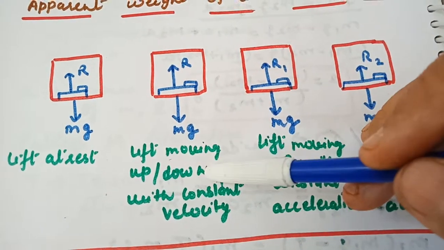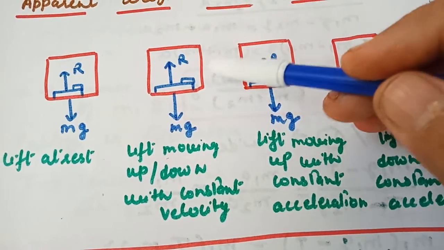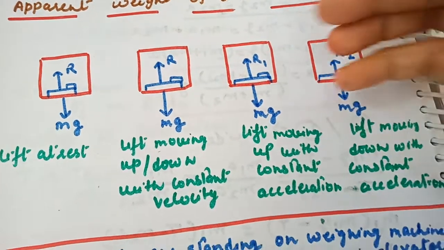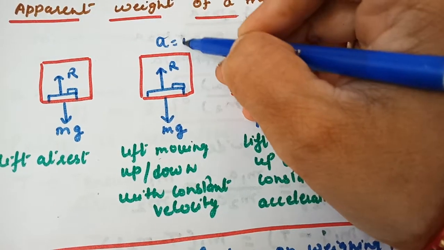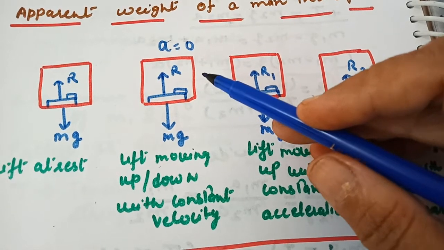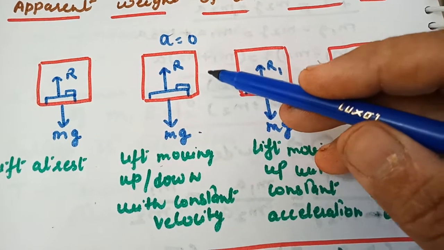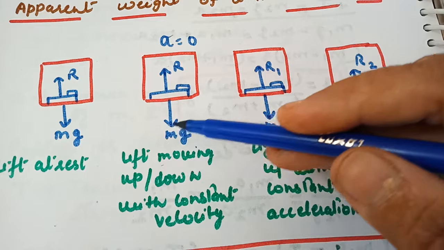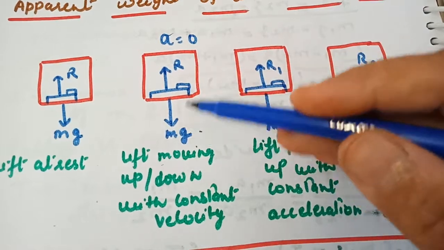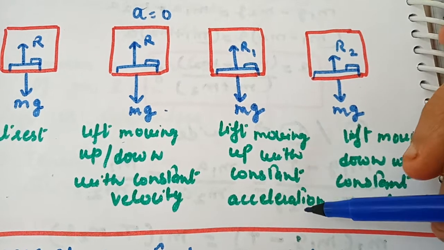Second condition, when the lift is moving up and down with constant velocity. So if the lift is moving with constant velocity, then when the velocity is constant, acceleration becomes 0. So in this condition, acceleration will be 0. If there is no acceleration, the lift is moving, but the acceleration is 0, and the net force on the person is equal to 0. Though the lift is moving up and down, the net force on the person on the weighing machine is equal to 0.